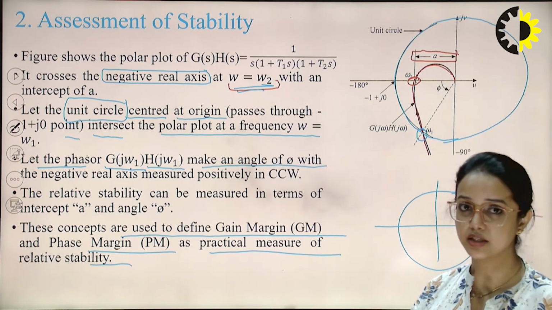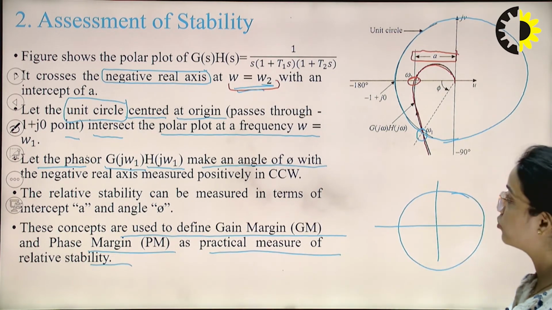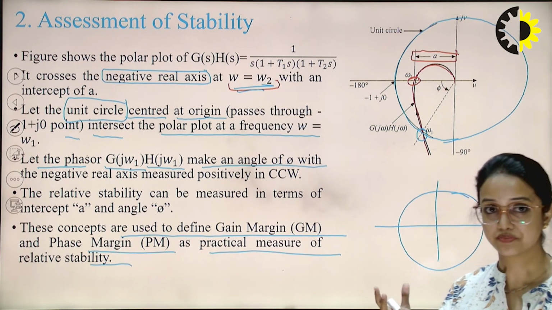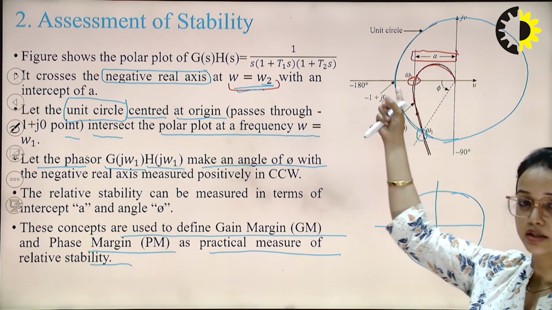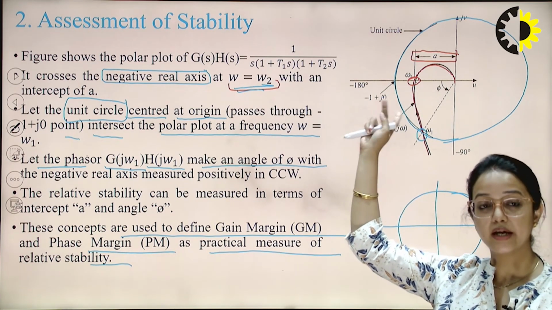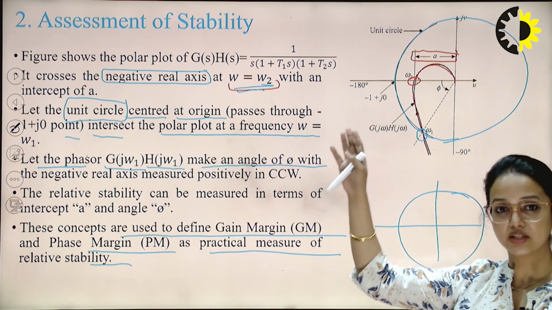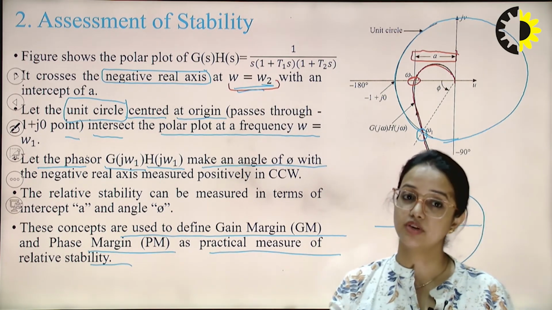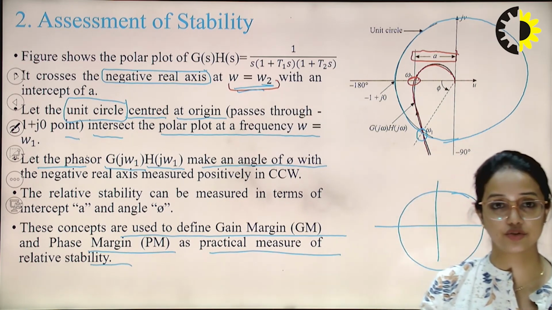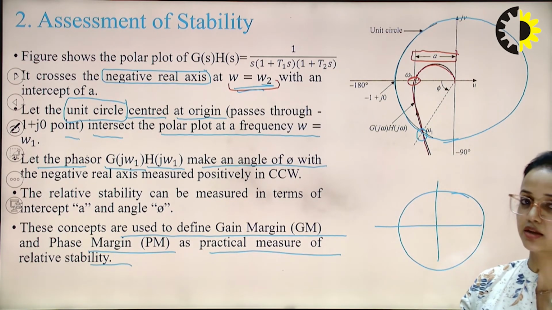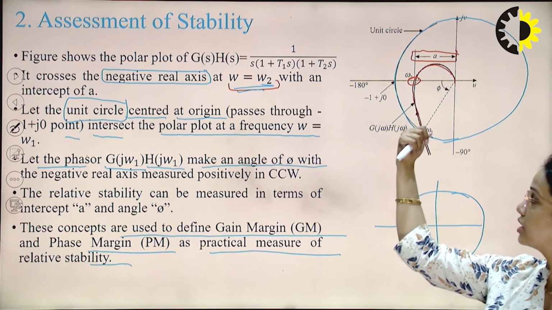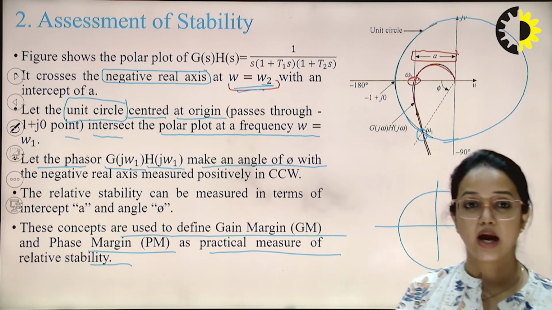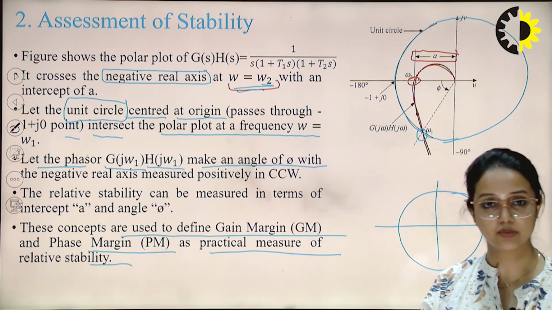Moving ahead, the point at which the polar plot is crossing the negative real axis will be taken as the frequency at which, if we take the reciprocal of that magnitude, it gives me the gain margin. And similarly, at this other frequency, if I calculate the phasor, that phasor will give me the phase margin.